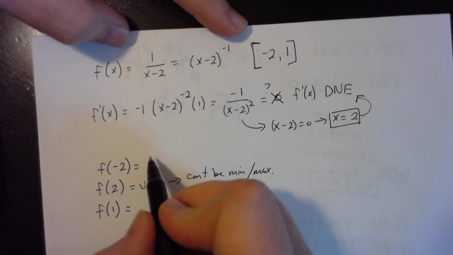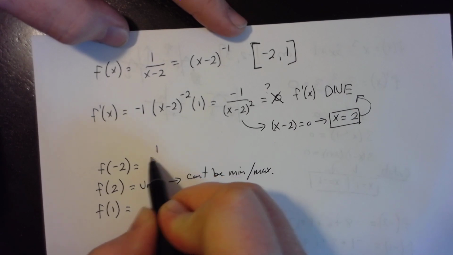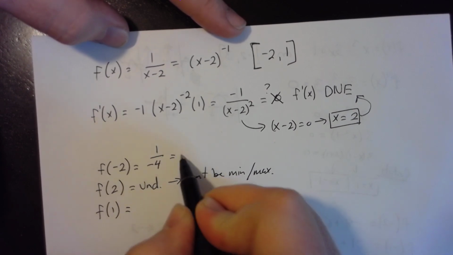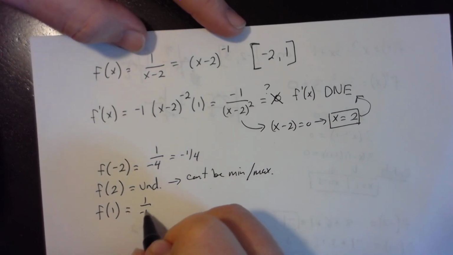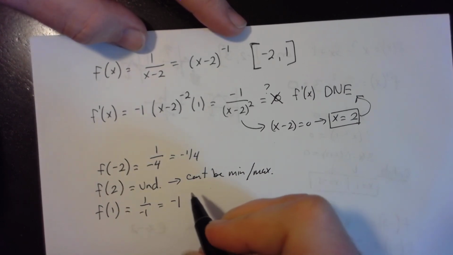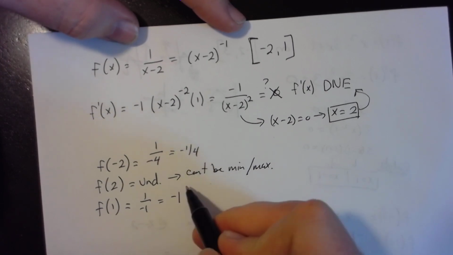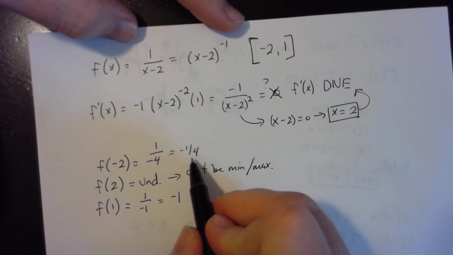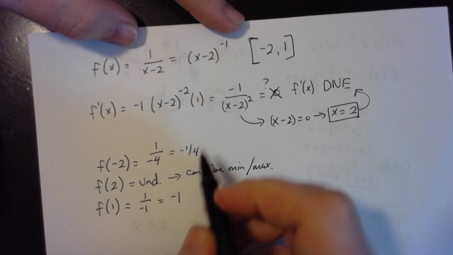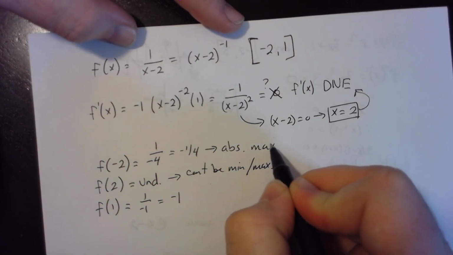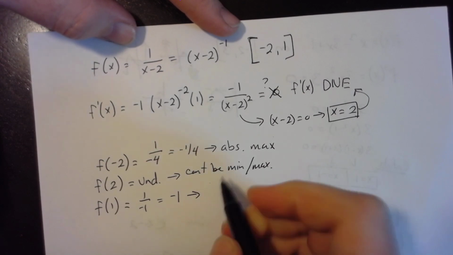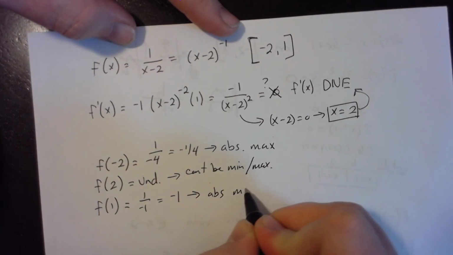If I plug in negative 2, that's actually going to provide me with 1 divided by negative 4, which is negative 1/4. And if I plug in 1, that's going to actually provide me with 1 over negative 1, which is just simply negative 1. Now be very careful here. Which of these two values is larger? This is a smaller negative number, which means that this is actually my absolute maximum on that curve. And this one here then is left to be my absolute minimum on that curve.